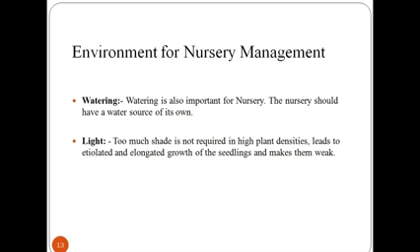The right amount of light is critical for the healthy plant development of the seedlings. Too much shade, such as in high plant densities, leads to elongated growth of the seedling. It makes them weak and prone to fungus diseases.